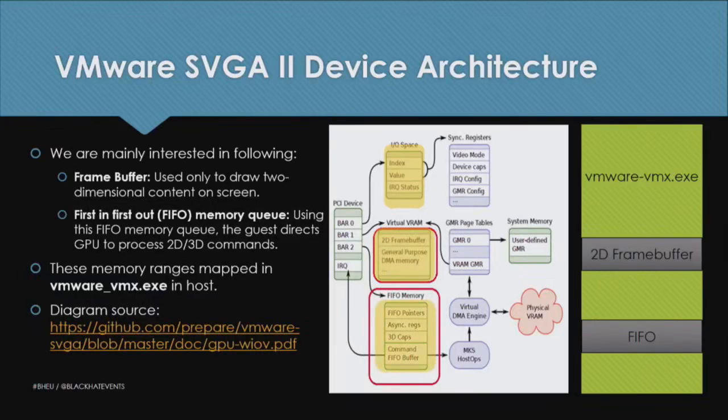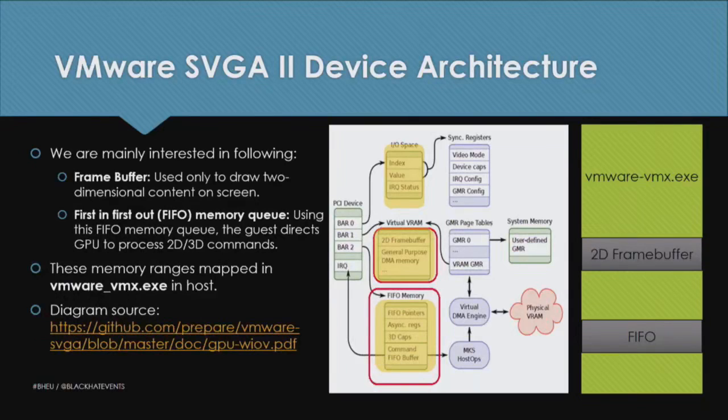And the last one is the FIFO memory queue. This is quite interesting and complex because to interact with this FIFO memory queue, the guest OS has to write FIFO commands to it and wait for the GPU to process the command. Once the command is processed, the GPU will execute the command asynchronously and get the result back.